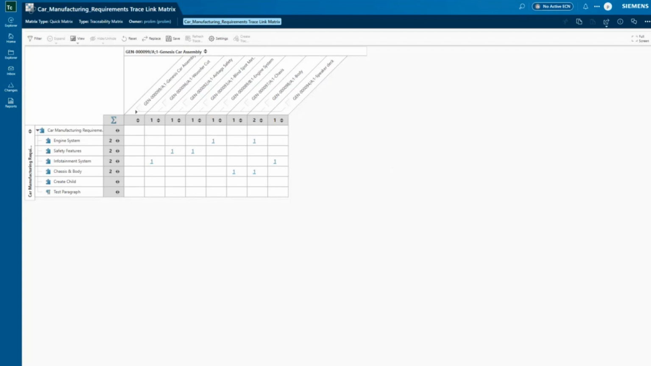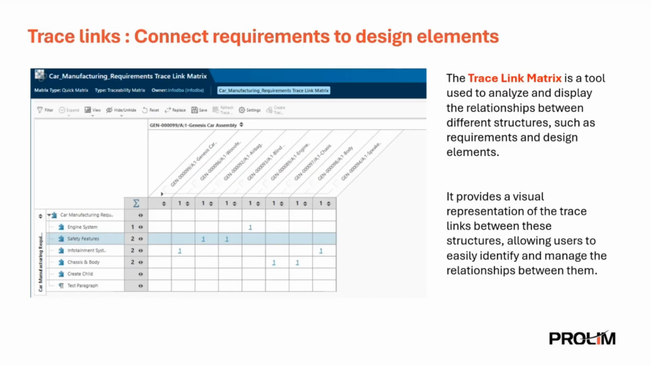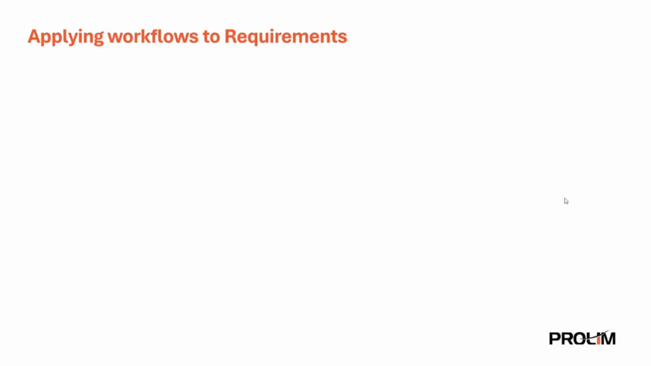So it basically visualizes the relationships between requirements and system models or other objects, making it easier to manage complex systems and ensures all requirements are met. So that's all about the trace link matrix. It helps save time looking for the trace links. So next I'm going to discuss suspect links in Teamcenter.